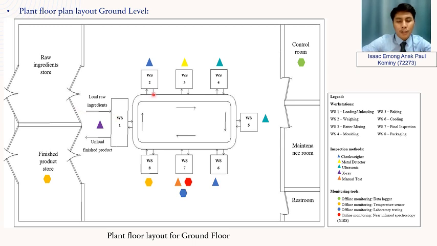workstation 1. In workstation 2, the weighing process occurs. In workstation 3, batter is then mixed in the batter mixing stage. In workstation 4, the molding process occurs. In workstation 5, the cake batter is then baked into a cake. In workstation 6, cooling is done, and in workstation 7, after cooling is done, the final inspection is done on the cake. In workstation 8, after the inspection has been done, the cake is then packaged into its packaging, and it moves into workstation 1 again to be unloaded into the finished product store.